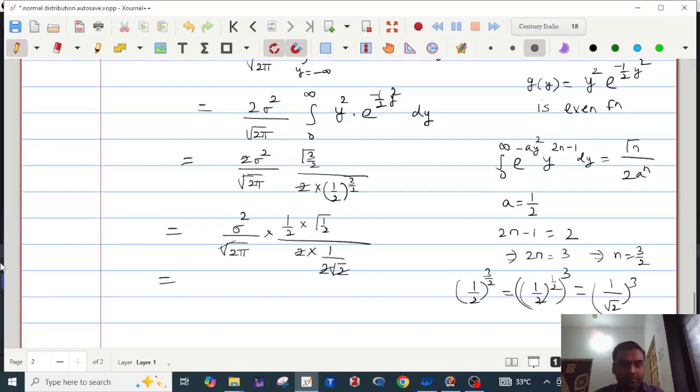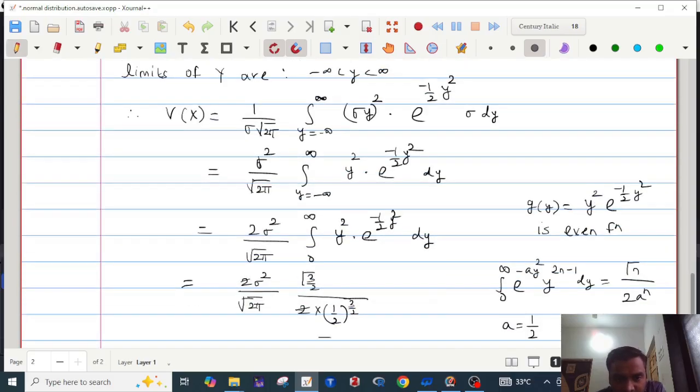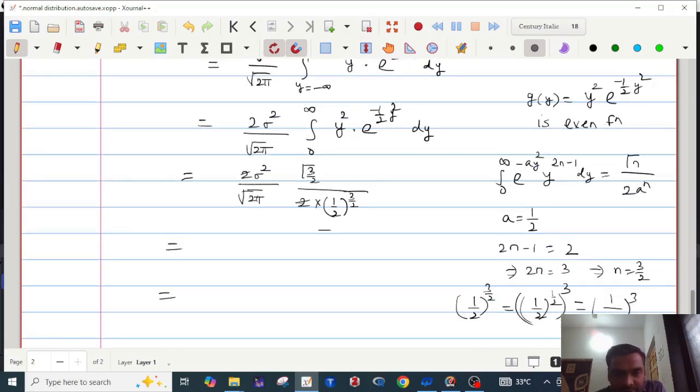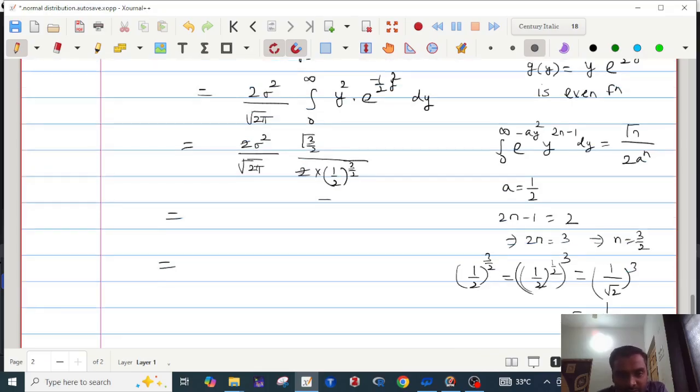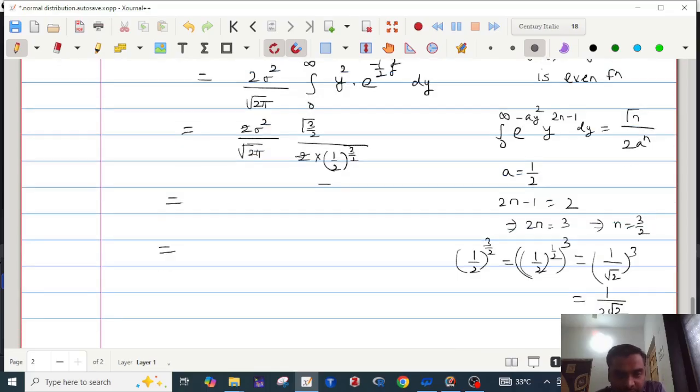Right? 2 times sigma square, 1 upon sigma under root 2 pi, sigma square. Okay, sigma square into y square, this is root 2 pi. Sigma gets cancelled, this is 2 times. Up to here it is fine. What was done next? This 2 into a raised to n. Yes, this is correct. This 2 gets cancelled. So sigma square under root 2 pi.